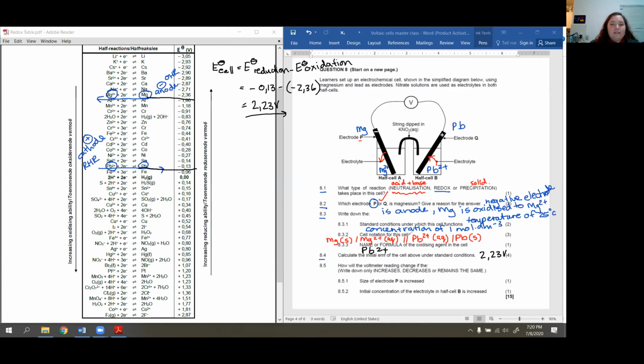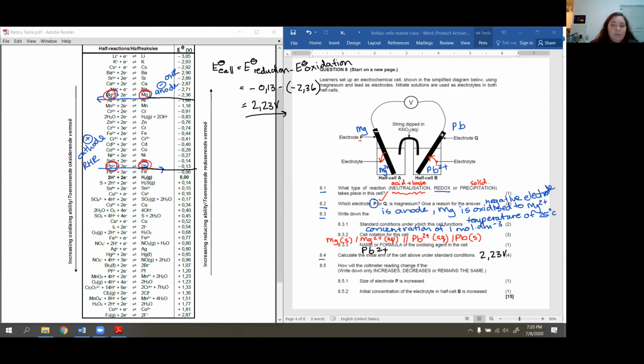You were then asked to write the cell notation. If you remember what I told you, it's this one first, / this one. Double / to represent the salt bridge, this one / this one. So it's Mg solid / Mg2 plus aqueous, double / Pb2 plus aqueous / Pb solid.